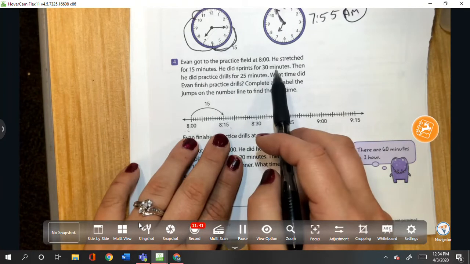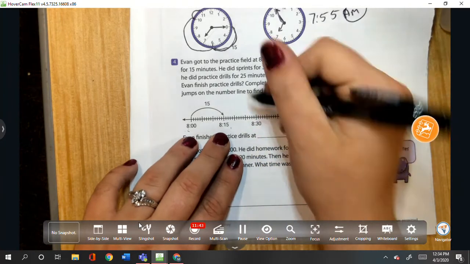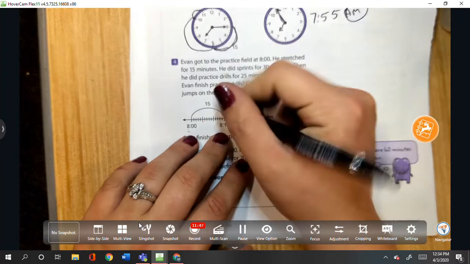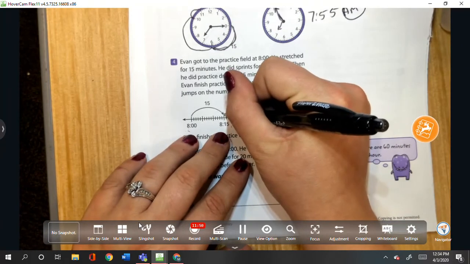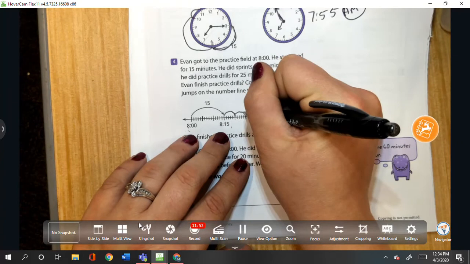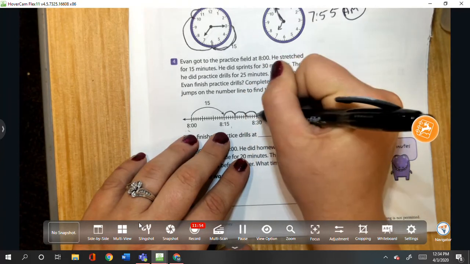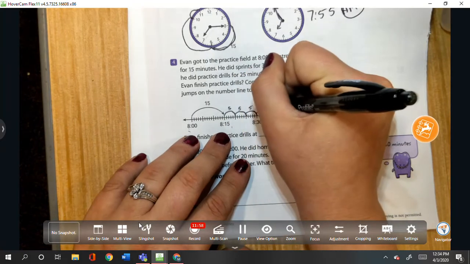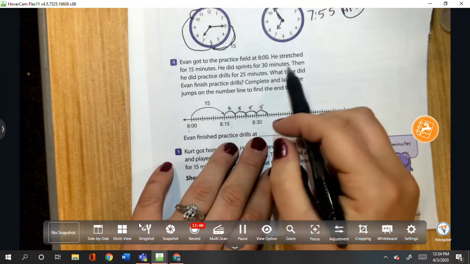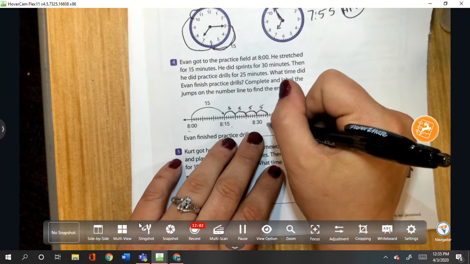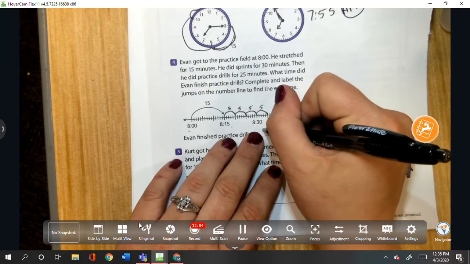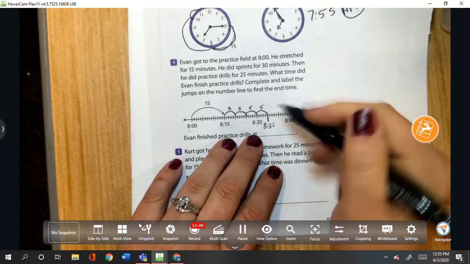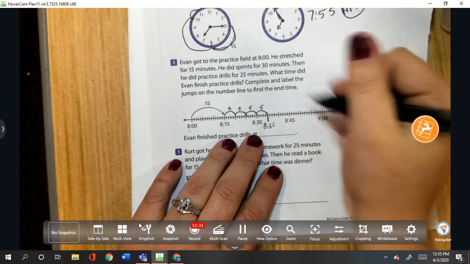He did sprints for 30 minutes. So we need to count 30 minutes after this. So remember, there's 5 minutes in the clock. So here's 5, 10, 15, 20. Each of these is 5. Okay, so the sprints took him all the way to, this is 8:30, this would be 8:35. 8:35. Then he did practice drills for 25 minutes.